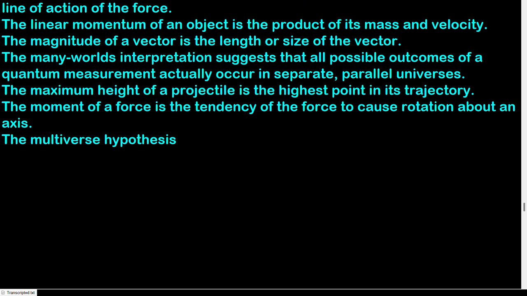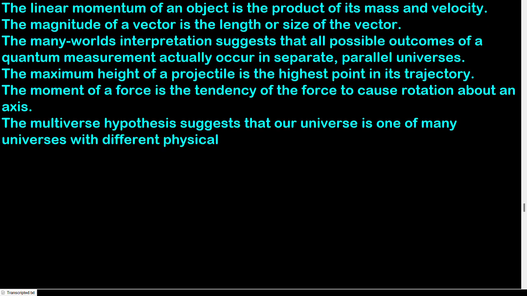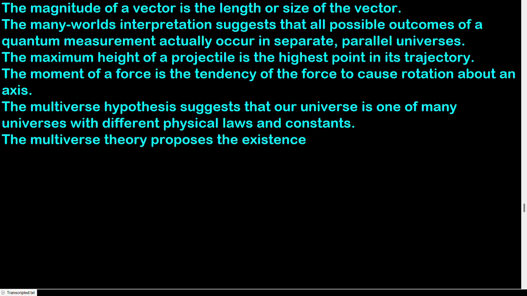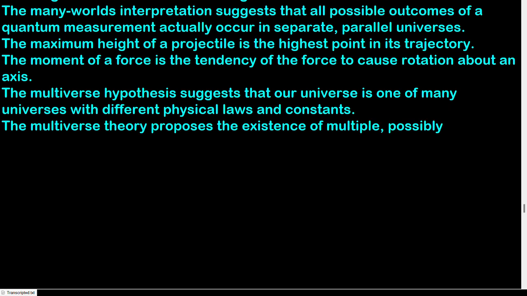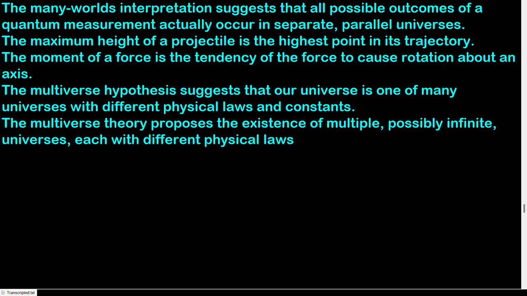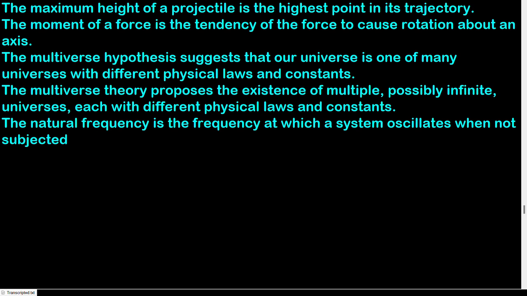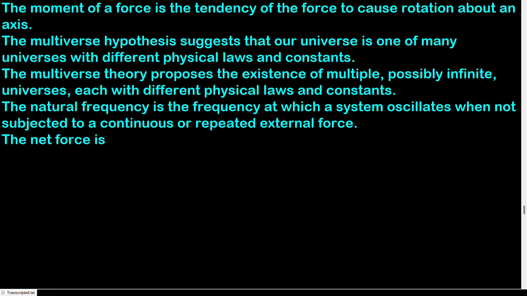The multiverse hypothesis suggests that our universe is one of many universes with different physical laws and constants. The multiverse theory proposes the existence of multiple, possibly infinite, universes, each with different physical laws and constants. The natural frequency is the frequency at which a system oscillates when not subjected to a continuous or repeated external force. The net force is the vector sum of all forces acting on an object.